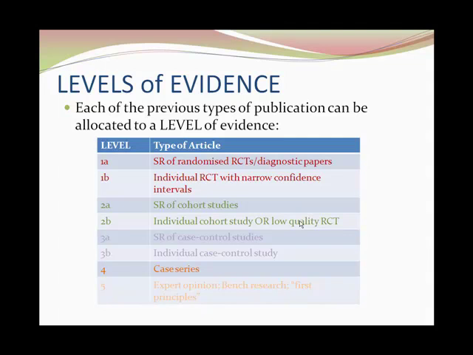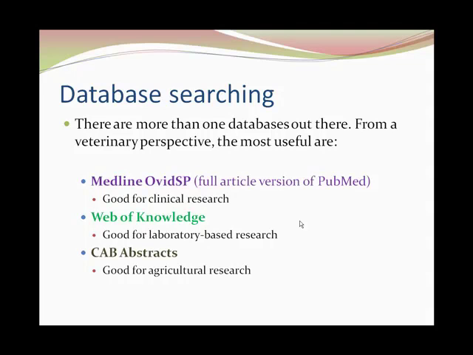So to put these in a calculable level, a systematic review is at the top at 1A, then you've got an individual randomized control trial at 1B. You can have a systematic review of cohort studies at 2, and then an individual cohort study at 2B. And they go down in the series as I explained in the previous slide.